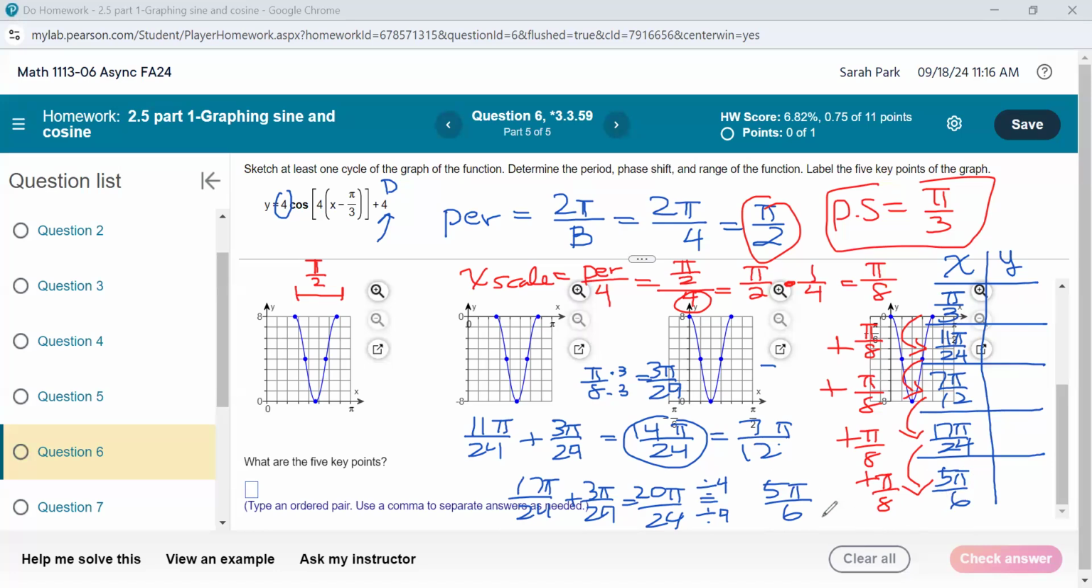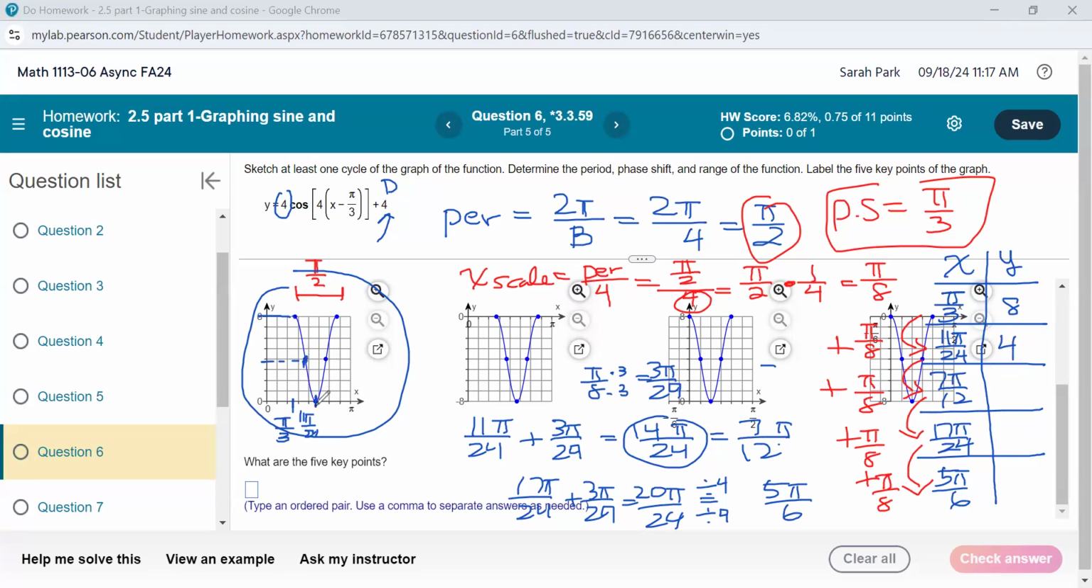Now, how do we find the y values? Well, remember we picked this graph. At this point, this is pi over 3. At pi over 3, what's the y coordinate? It's 8, right? Because here the y value is 8. Okay, the next value, this one, is 11 pi over 24. And what's the y value? Well, it was at the midline, so that's going to be 4.